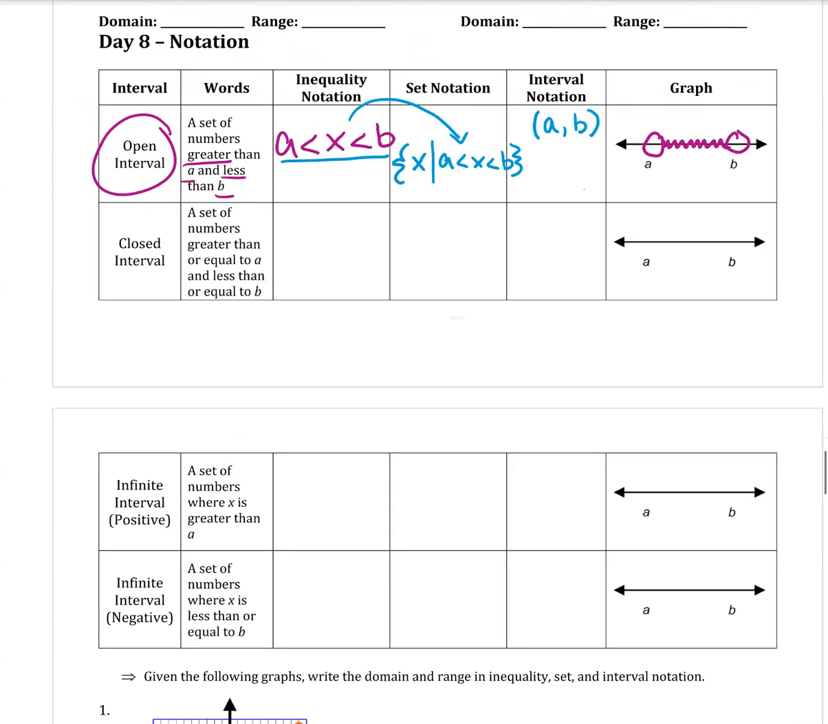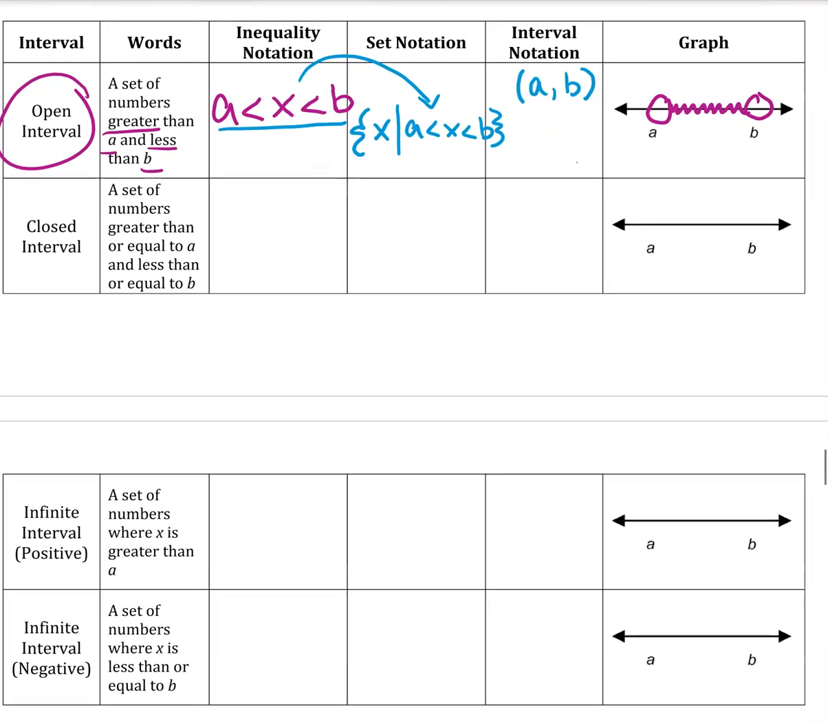Closed interval. Closed interval is going to be the exact same thing. If you look at the words, it's the same until we get to this "or equal to." So that's telling me that everything is going to be like the graph. Now the circles are going to be closed because it's "or equal to," right? Because I started with the graph last time. So closed, closed, still connected.